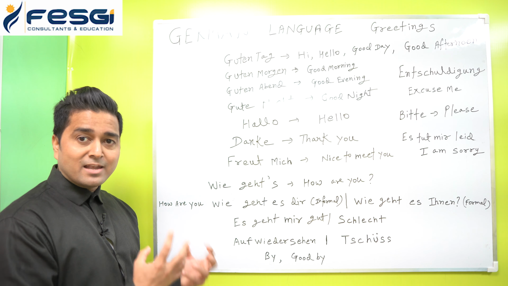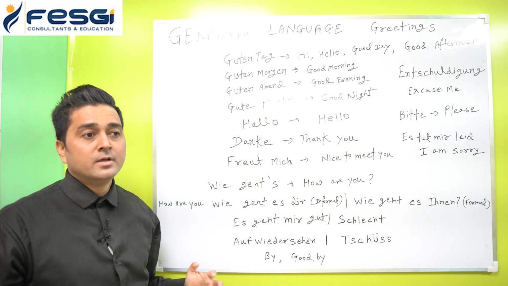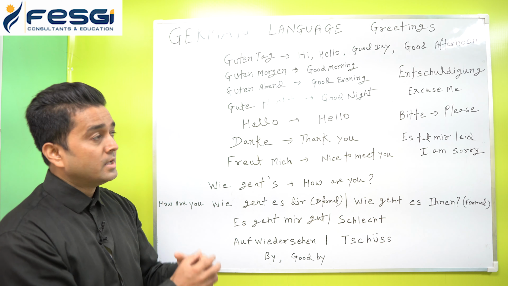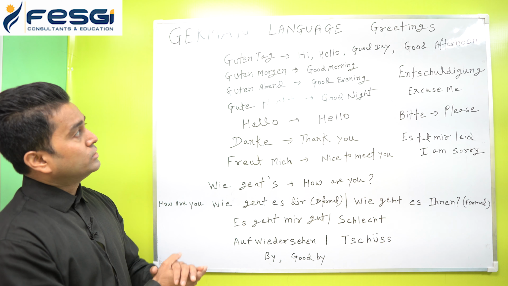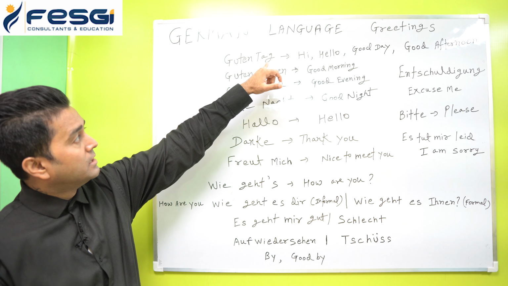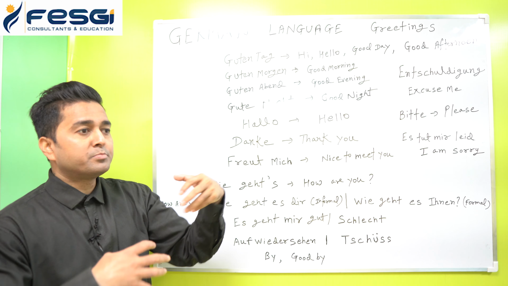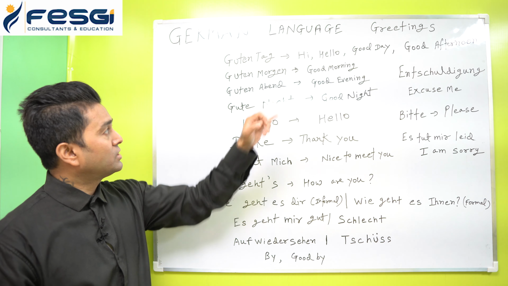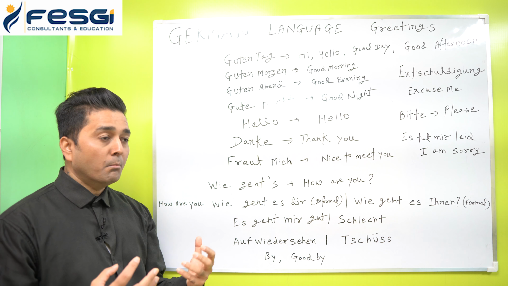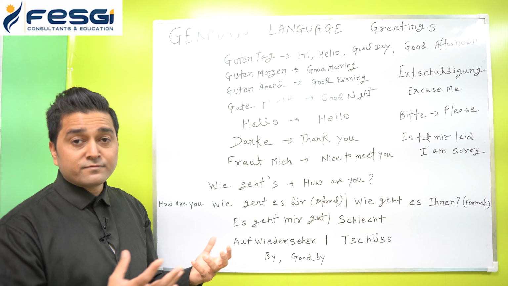So first word, whenever we talk about German language, the one word comes into our mind. It's a universal word, and that is Guten Tag. Guten Tag means hi, hello, good day and good afternoon. So you can imagine, if you don't know how to greet someone, but you know this word, that's enough to convey your message. Just keep in mind this G will be pronounced like a K, so Tag.